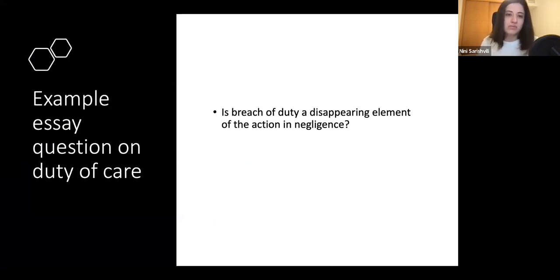Arguments for will be arguing that breach of duty is disappearing and is no longer needed for the action in negligence, and the arguments against would say the opposite. So make sure that you have arguments for and against the statement of the question asked, and all your arguments are backed up. Most important is that you use the primary law, which is the statute and the cases, but you should also use journal articles to back up your arguments.